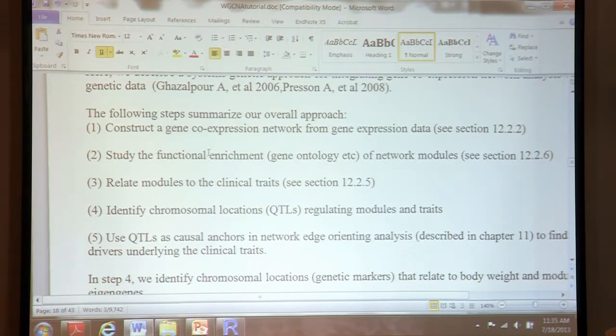And remember, we found this blue module that was related to mouse body weight, and various other physiologic traits of interest. But also, we had over 1,000 genetic markers available from this F2 mouse cross, and therefore we could look for QTLs for mouse body weight, but also we could ask, well, which of the module genes relate to the same QTLs?